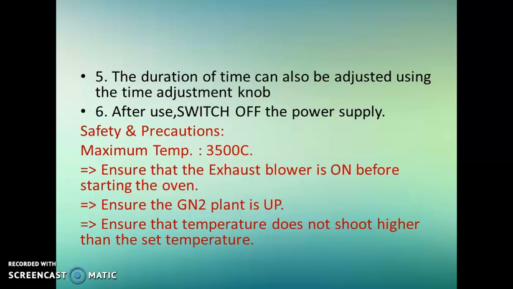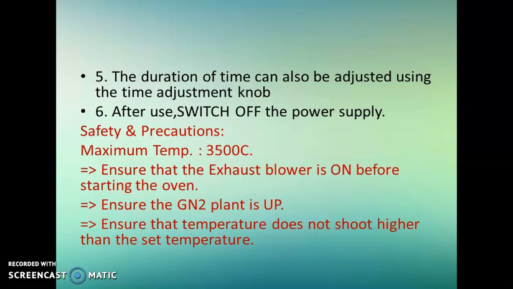The next is the safety and precautions we should follow while operating this. We should remember, while we are operating the hot air oven, the maximum temperature of this hot air oven is 350 degrees Celsius. Ensure that the exhaust blower is on before starting the oven. Why? What is the need of this exhaust blower? Uniform distribution of the heat. Then ensure the power supply is up. These are the important parts.